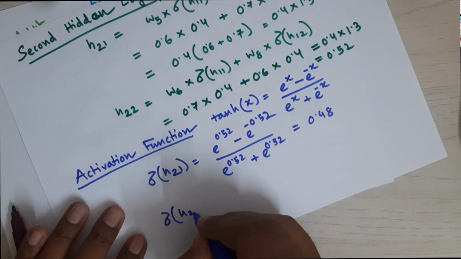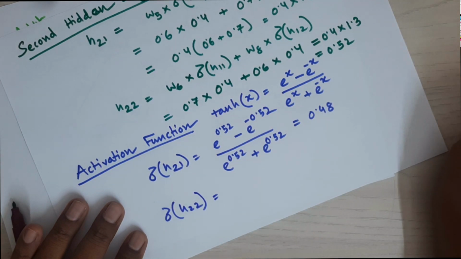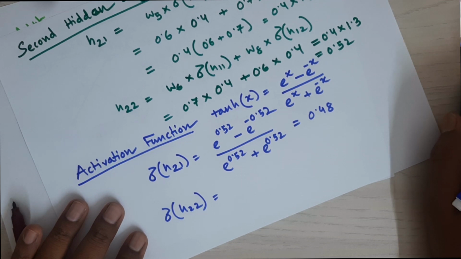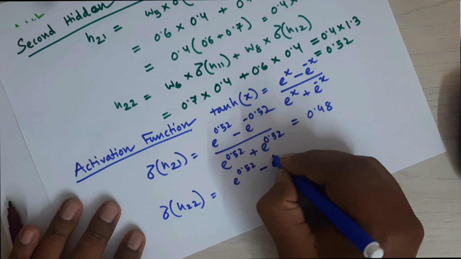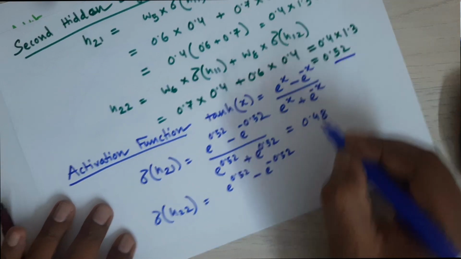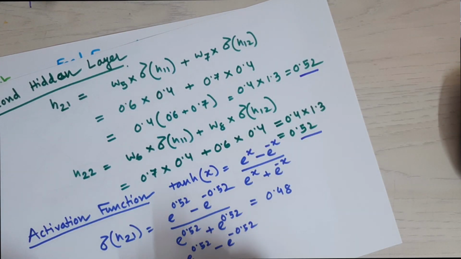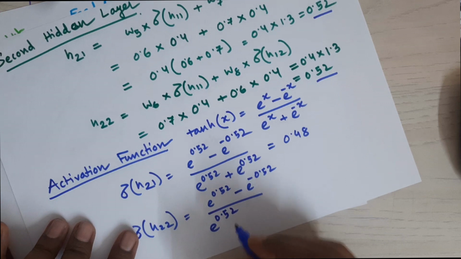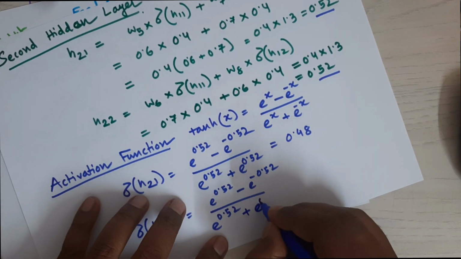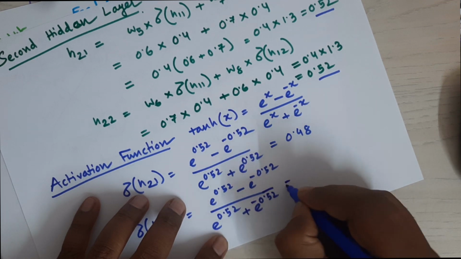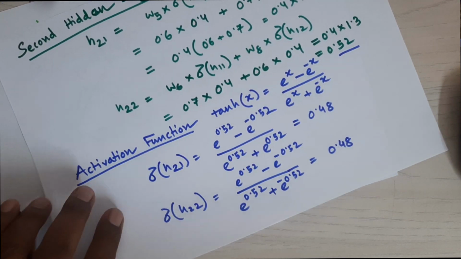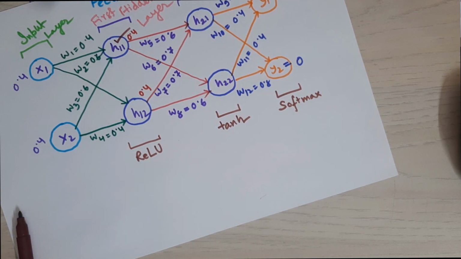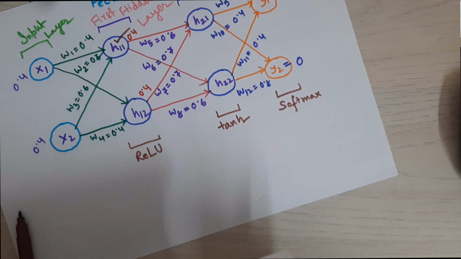Similarly, sigma of H22 is e to the power 0.52 minus e to the power minus 0.52, because it's also 0.52, right? Both are the same, divided by e to the power 0.52 plus e to the power minus 0.52, and it's also 0.48. Now the second hidden layer calculation is done. Now I will come to my output layer. It will be calculated the same way.